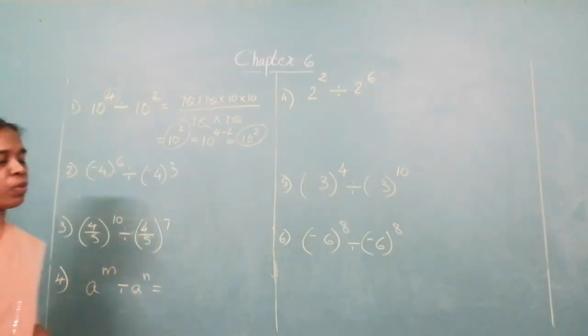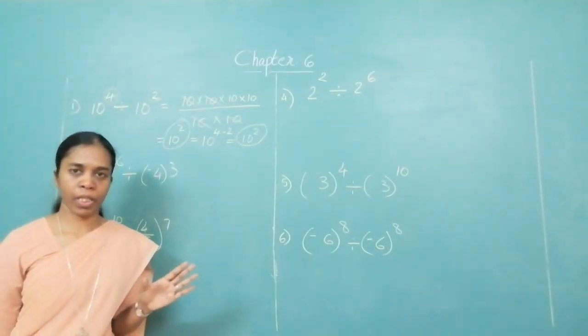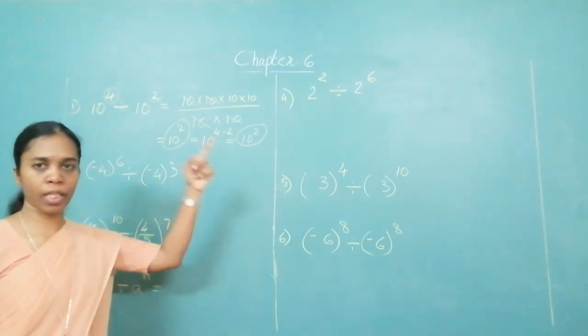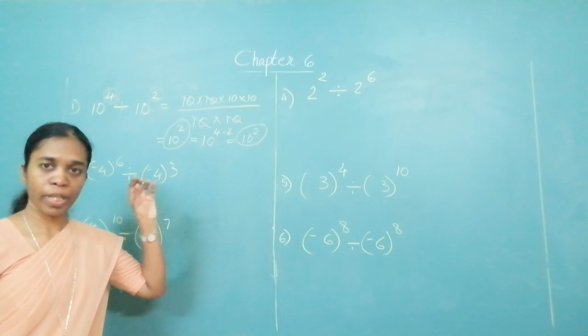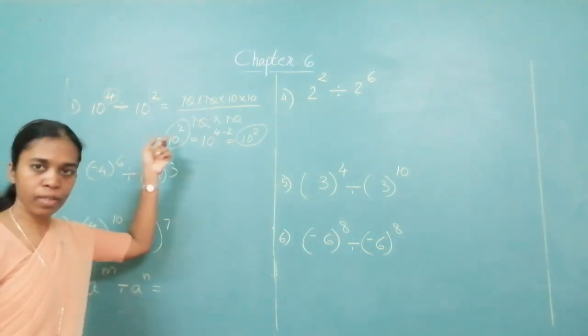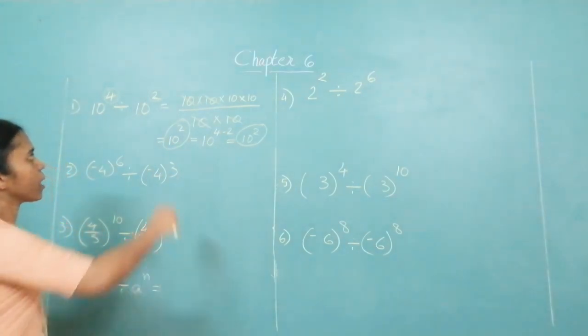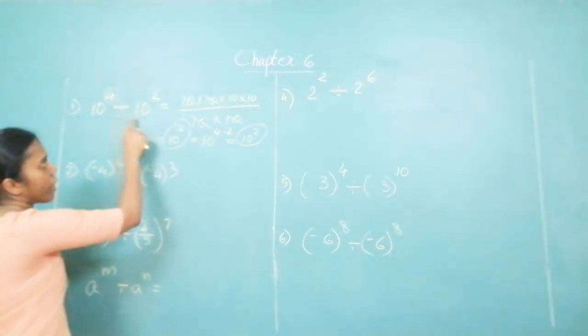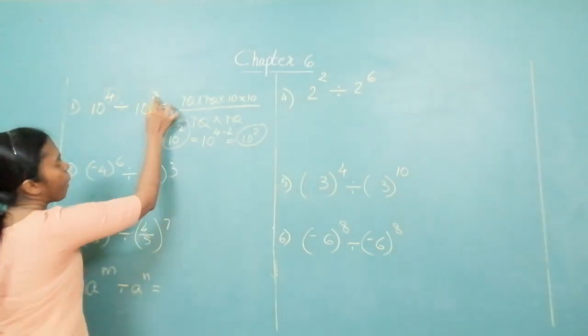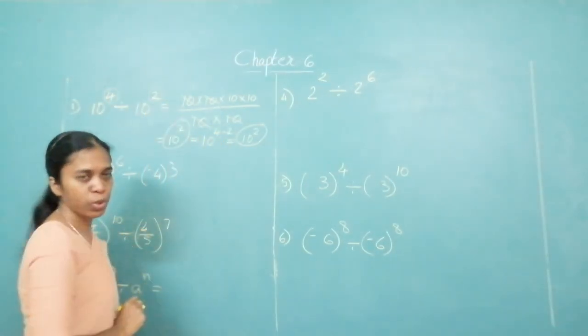So what we had done in multiplication, the base is same, we have added the indices. Now in division, what do we do? We subtract the indices. Now you can see that 10^4 divided by 10^2 gives 10^(4 minus 2), that is 10^2.